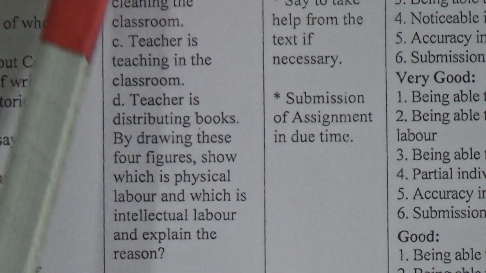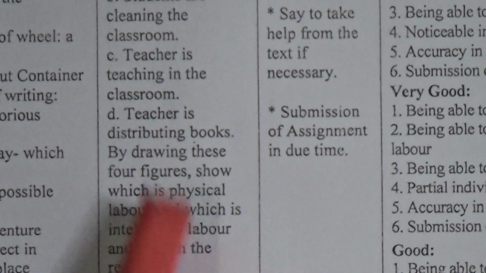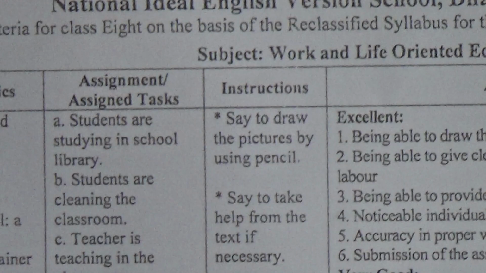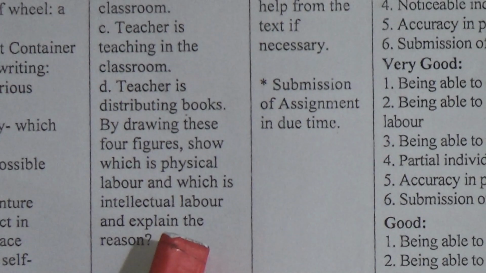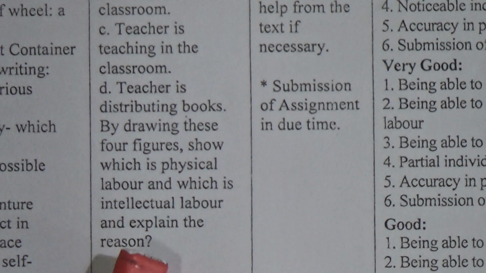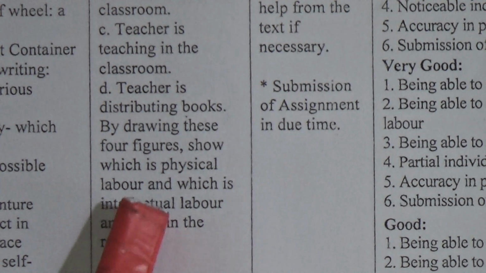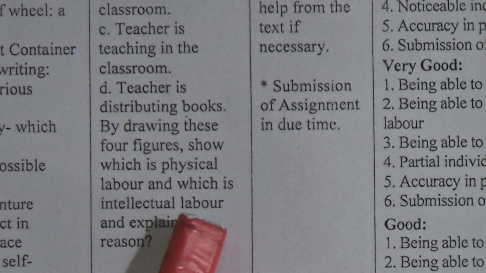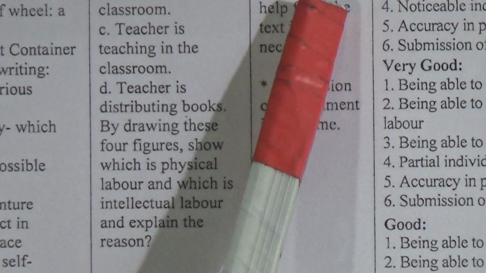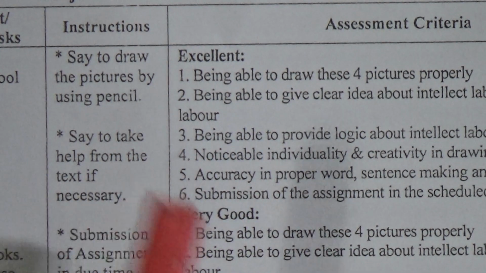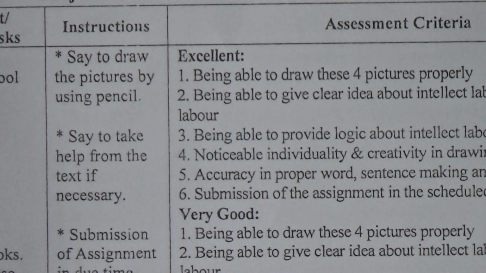So students, here A to D is given and you have to draw pictures on this information and explain which one is physical labor and which one is intellectual labor. You also have to give the reason why it is physical labor or intellectual labor. And you have to follow these instructions. Draw the pictures using a pencil. Change the text if necessary. Submit the assignment in due time.